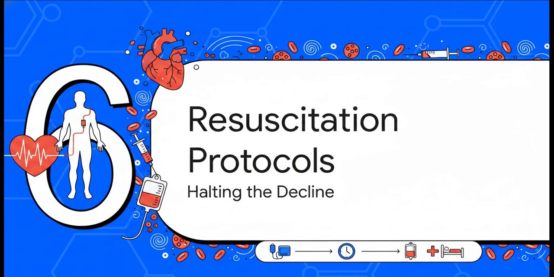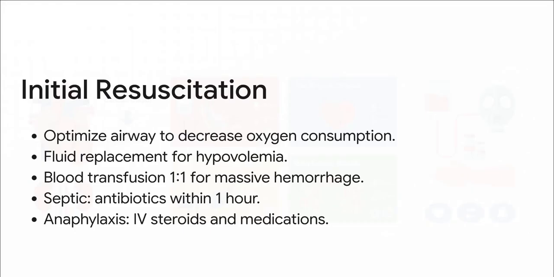Section 6. Resuscitation and management protocols. Once you spot shock, rapid, protocolized resuscitation is literally the only way to stop the death spiral. Initial management is all about treating the root cause. First, optimize the airway and breathing. This cuts down the oxygen consumption of the respiratory muscles, saving that precious O2 for the vital organs.